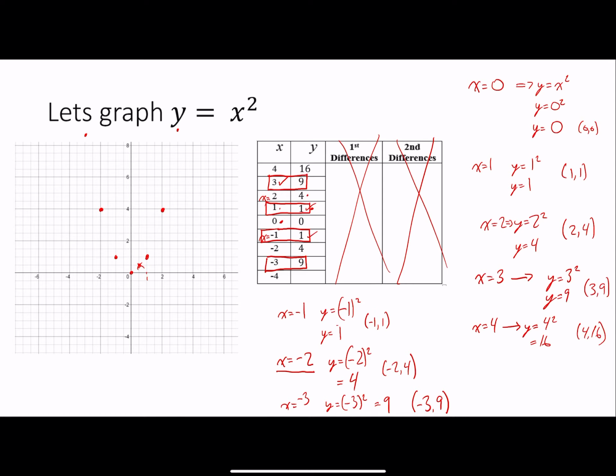If we were to actually graph it, it'd look like this. And this line is actually called a parabola.